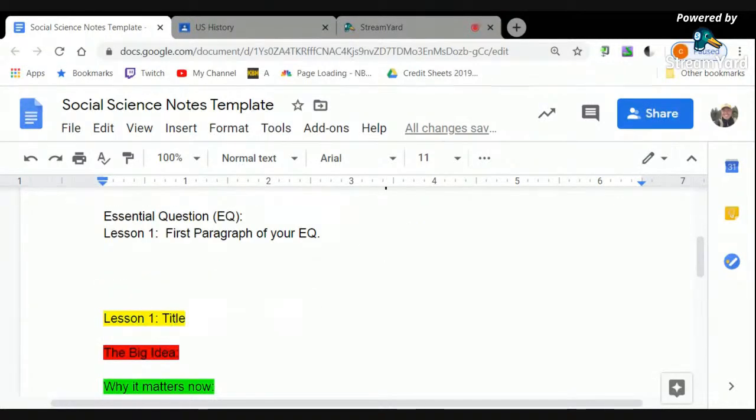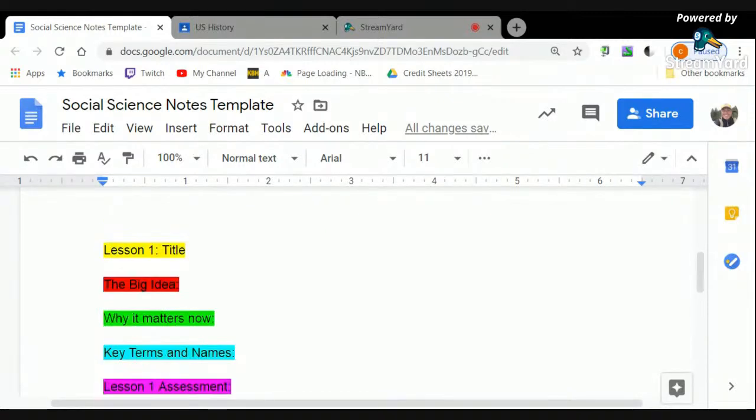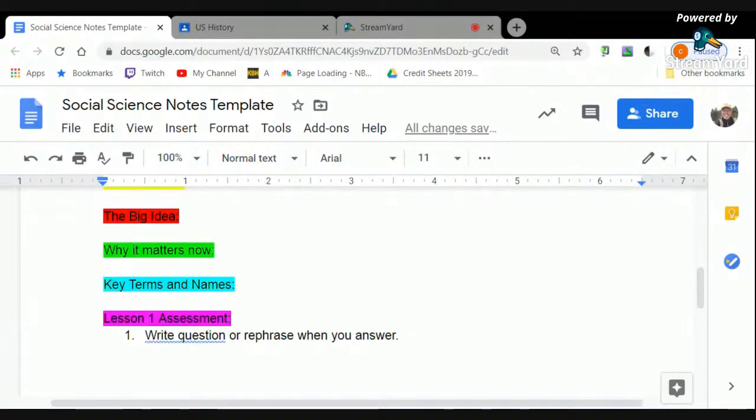You're going to write down the essential question, and then right under that, this is where you're going to put every summary for each lesson's essential question. So by the time this is all done, generally speaking, there's 4 lessons. You'll have 4 paragraphs answering the essential question. When you're actually working on your notes, you're going to have lesson 1, the title, the big idea, why it matters, key terms, and then the lesson assessment. Make sure you write down the questions, either write the questions down or rephrase them.